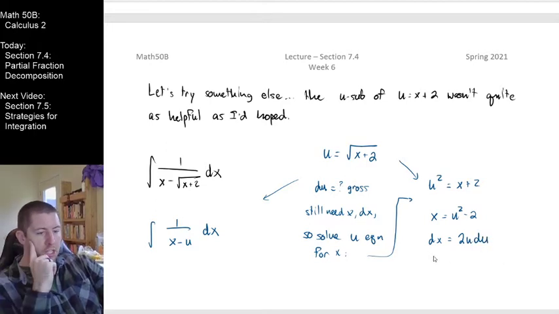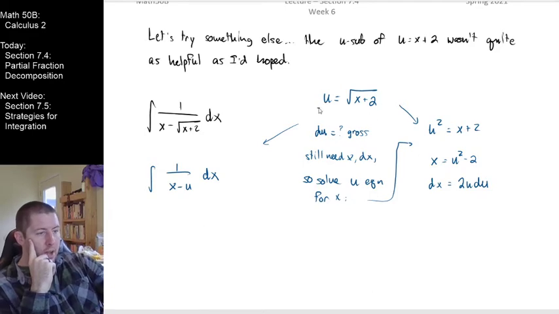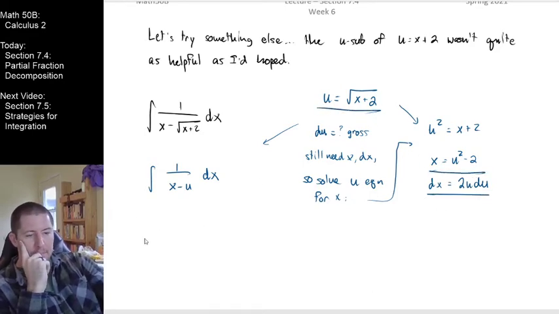Now maybe I'm in better shape right here, right? Is this the thing that I actually want this to be? Notice now I've got 1, 2, 3 equations that I'm using to make all this happen. Let's see what we end up with here. So now we get 1 over, what's x? It's u squared minus 2, minus u. What's dx? It's 2u du.